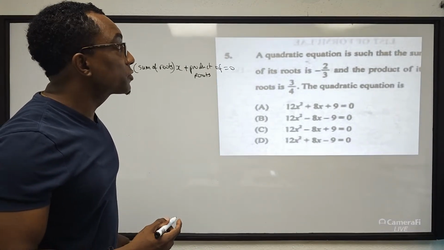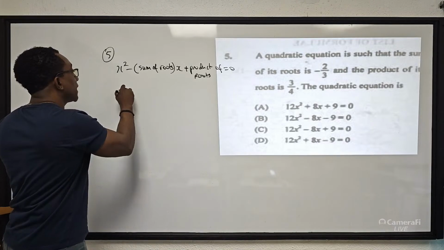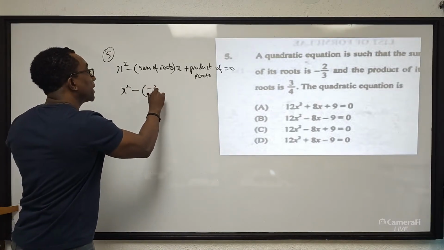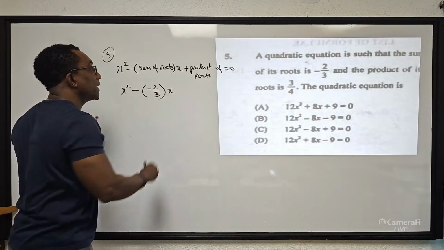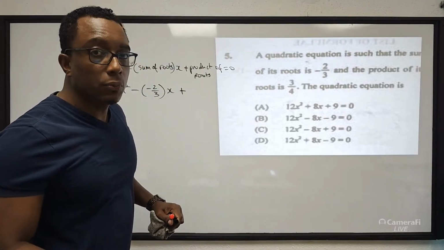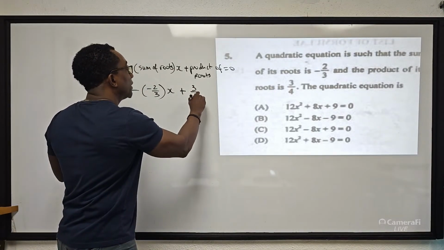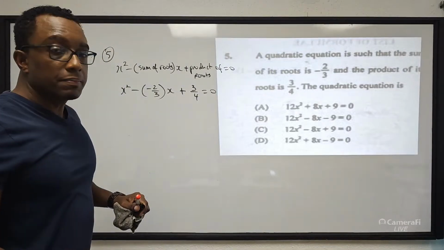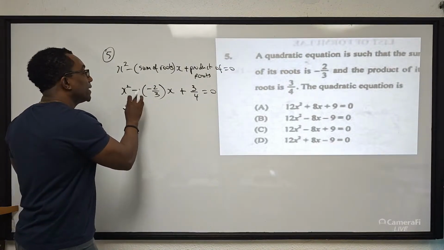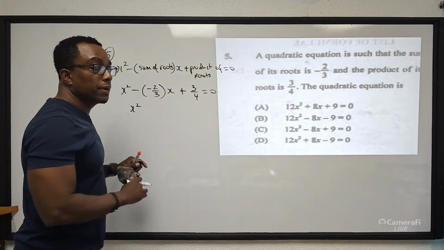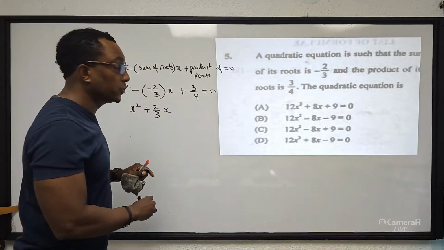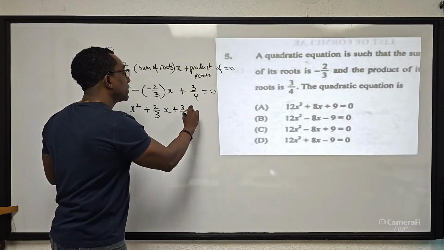Once you know that standard formula, let us substitute what is given. The sum of the roots is negative 2/3. So this is x squared minus negative 2/3 in brackets times x, plus the product of the roots, 3/4, is equal to 0. Let me simplify that to see if I get one of the options shown. So this will be x squared, a minus by a minus is a plus, so positive 2/3 x plus 3/4 is equal to 0.